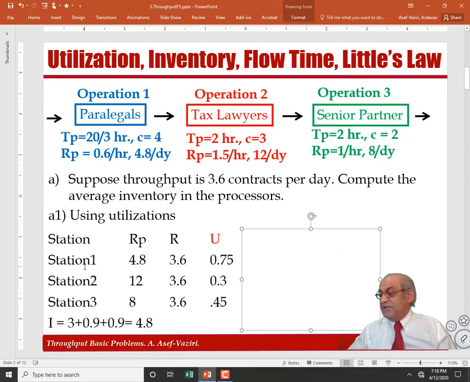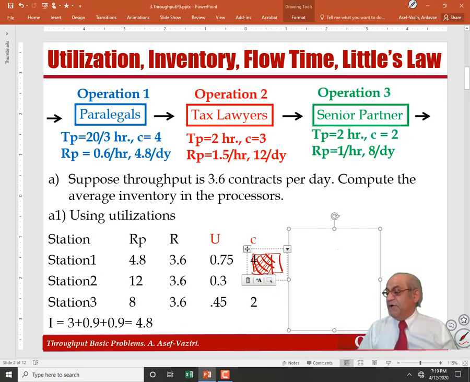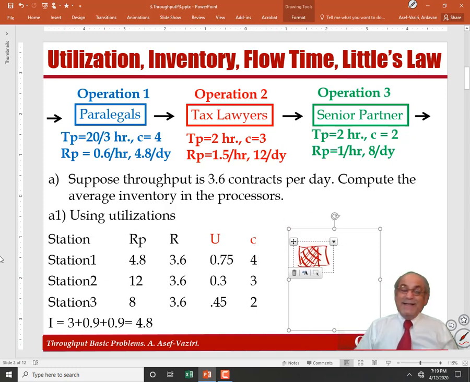Utilization of the first station is 0.75. What does this 0.75 mean? It means each resource is with a flow unit for 75% of time and is idle for 25% of time. But we have 4 of these resources. Therefore, the number of flow units which are in this resource pool is 4 multiplied by 0.75.